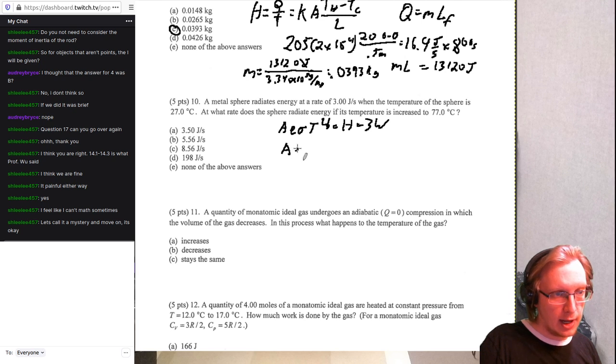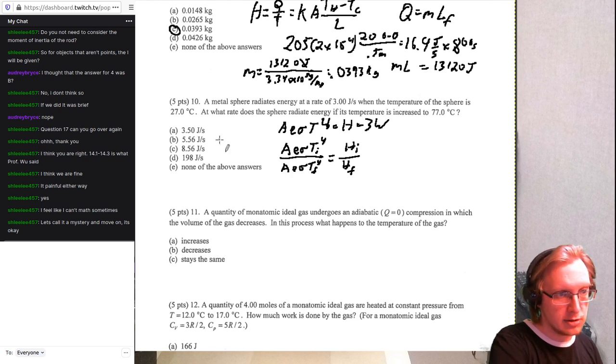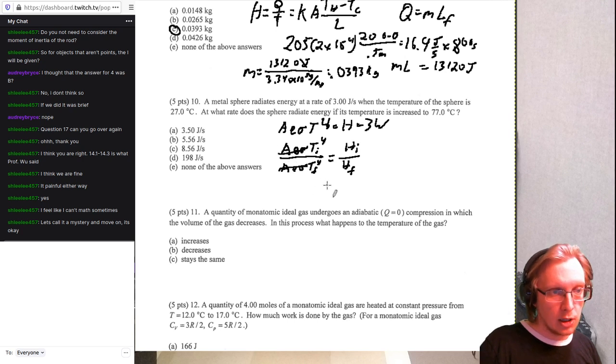So we have AE sigma T initial to the 4 divided by AE sigma T final to the 4, and this is equal to H initial over H final. AE sigma cancels. So then we're told these two numbers and that number there, so now I need to rearrange this.